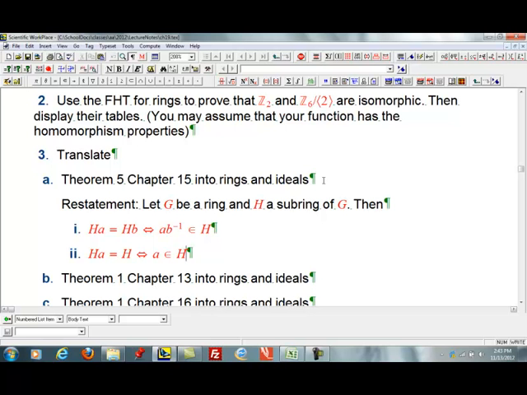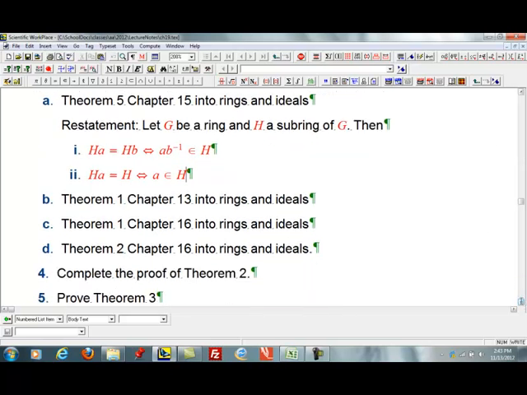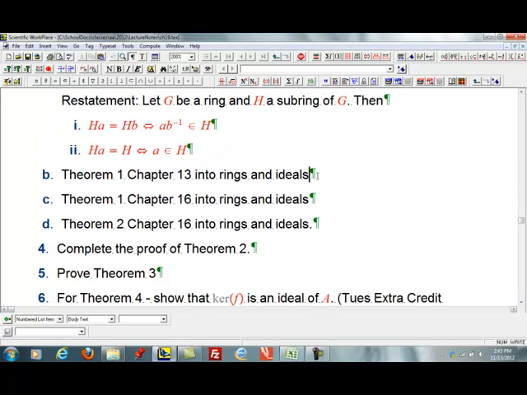Just using the fact that they're equivalent structures, we can rewrite this theorem. Do the same thing with theorem 1, chapter 13. Translate that one, and do this in your notes. Well, let's do it all together. Tell me what theorem 1, chapter 13 becomes.